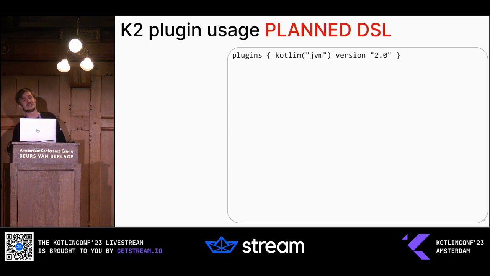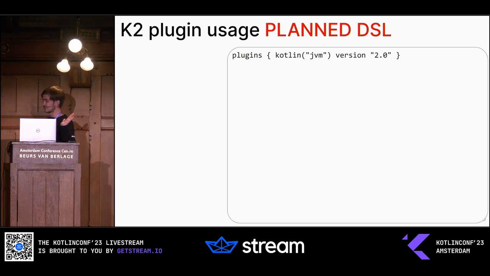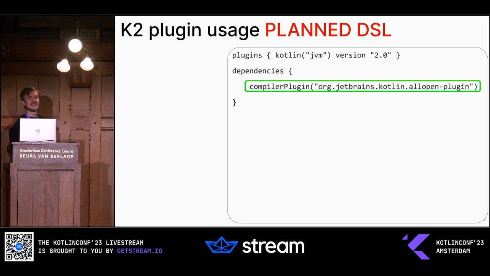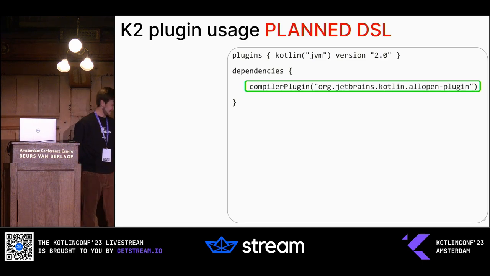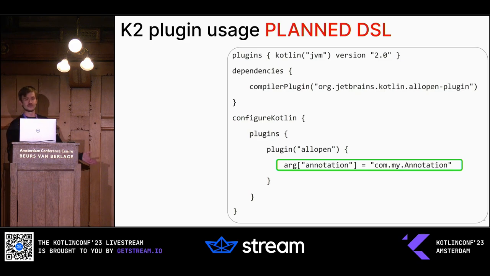K2 plugin syntax, which you will see now, is just planned. But we will have it quite soon, maybe in one or two months. So we start with the same. We declare the usage of the Kotlin Gradle plugin, and then we declare a dependency on compiler plugins. Here we shouldn't have a Gradle subplugin, and it's another architectural advantage. So the plugin author can do less work. And to configure the plugin, we just use the regular configure Kotlin block. The disadvantage here is that we should write more code. But we shouldn't write a subplugin. And it's important.